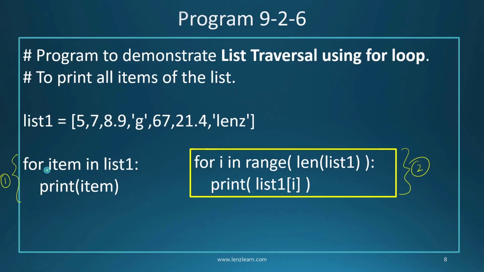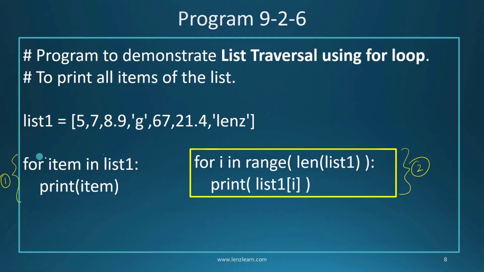You can just write for item in list 1, because you remember when you study for loop, I can write here a sequence or range function. So now we are concentrating on this sequence. I told you list is a sequence, string is a sequence, and tuple is a sequence. So you can use a list over here. Okay, so it is valid.